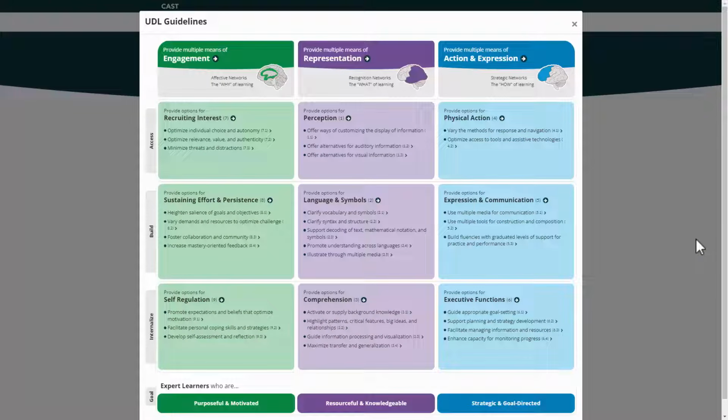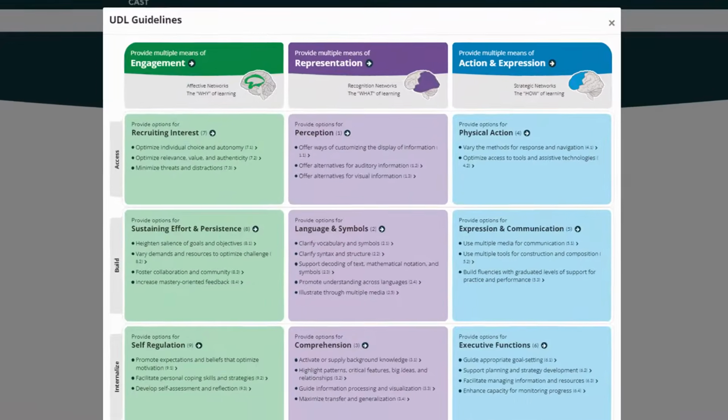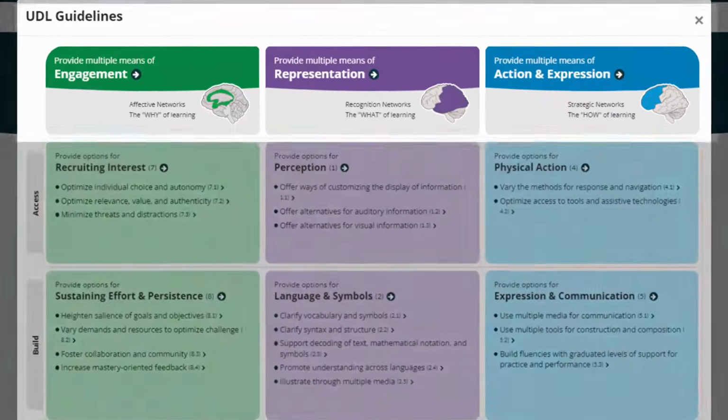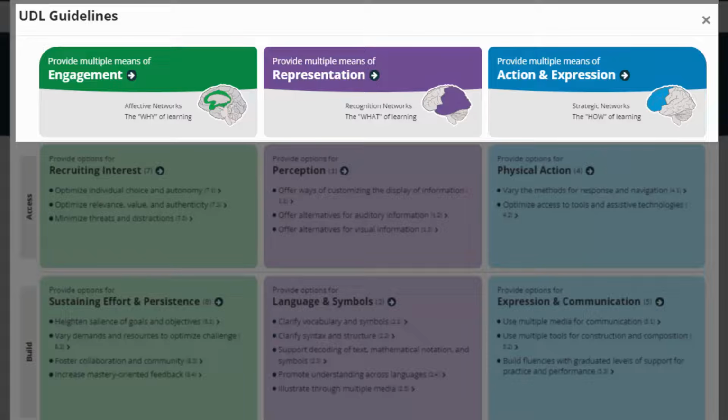When you first view them, you might feel it's a little daunting or confusing looking at these guidelines, but the guidelines are actually structured in a way that make them easy enough to unpick. At the highest level of the framework, we have the three principles of UDL.